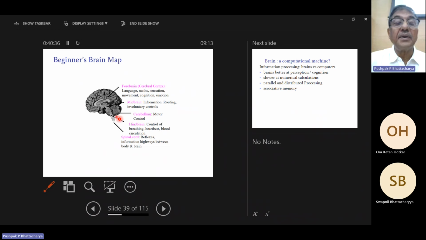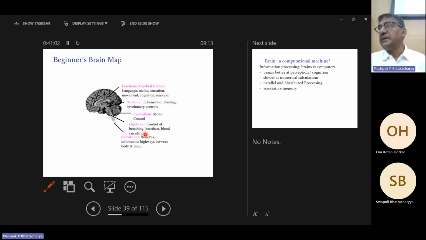The cerebellum is for motor control. Our limb movements are controlled by this area. The hindbrain deals with the control of breathing, heartbeat, blood circulation. Absolutely vital operations for survival. And the spinal cord carries the reflexes, the information highway between the body and the brain. Okay. So these things are not known.